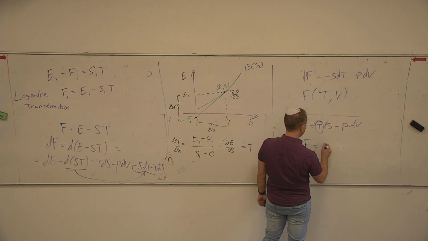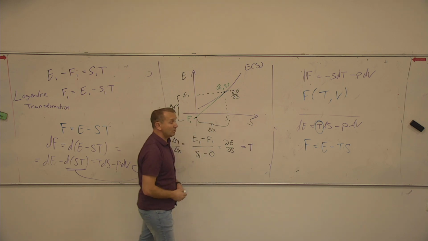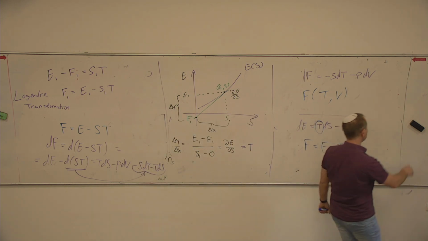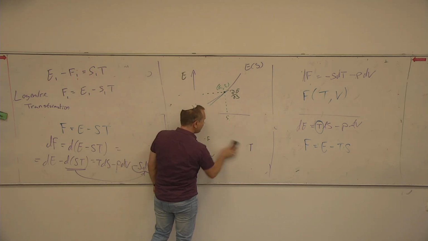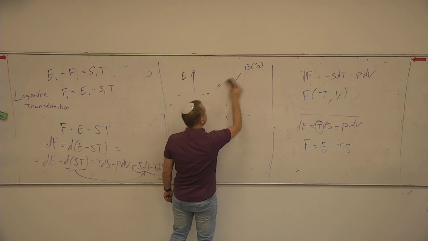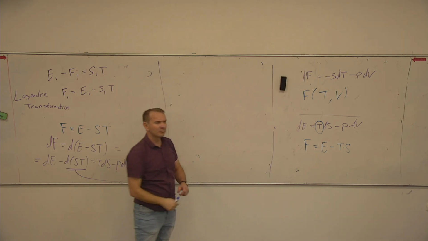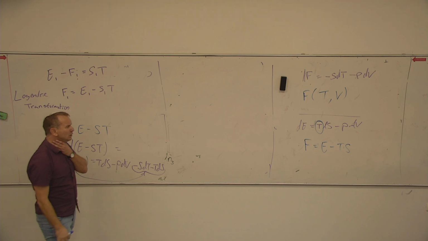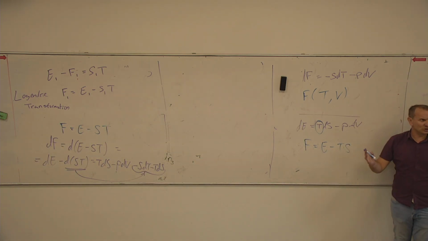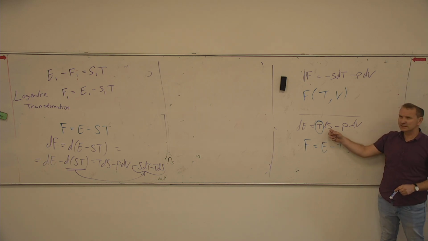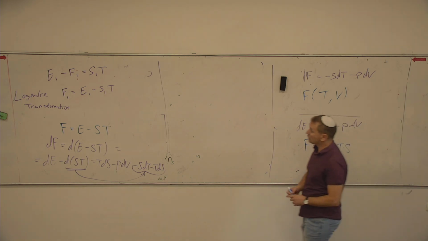F equals E minus TS. Okay. If, for example, I would like to make a different kind of transformation, I could say to you, look, I'm fine with entropy, but I absolutely don't like volume. I don't like volume. I want a function that is a function of S and a function of P. So what should I do?